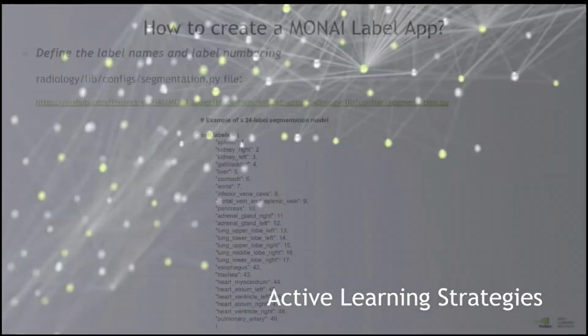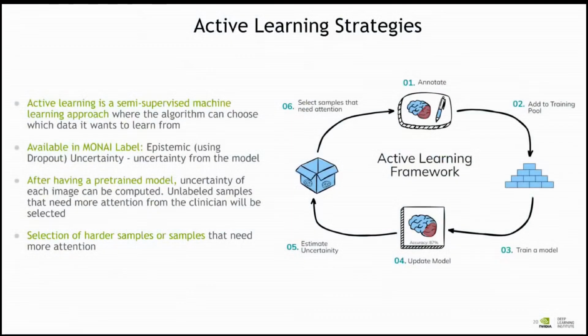Yeah, so that's how to create a MONAI Label app. Active learning. So what is active learning? It is basically a selection algorithm, right? A selection algorithm that allows the deep learning model to learn fast. So there are different approaches to that.